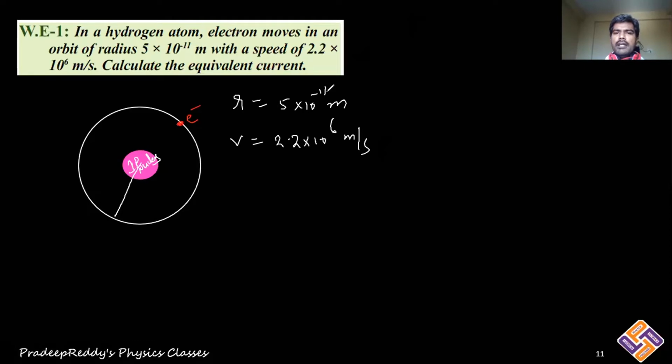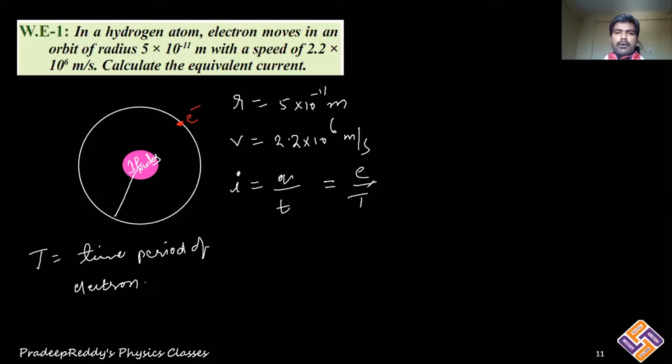Now you should find out the current in the circuit, like the current in this hydrogen atom. Now as we know, current I is equal to charge flow, that is Q divided by T. How many charges are there? In a hydrogen atom, there is only one charged particle. Therefore, only one electron moves. It is e divided by T. T is the time taken for one complete revolution. That is denoted with capital T, where capital T is equal to the time period of the electron.